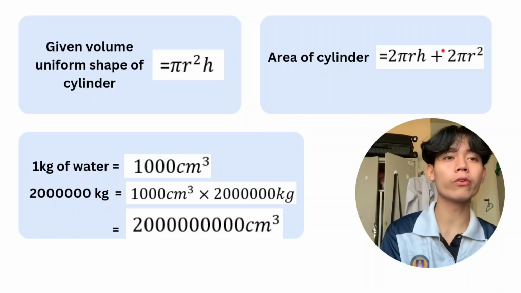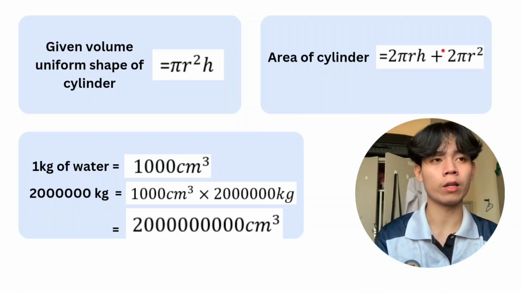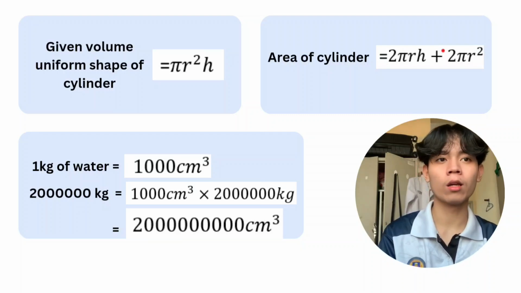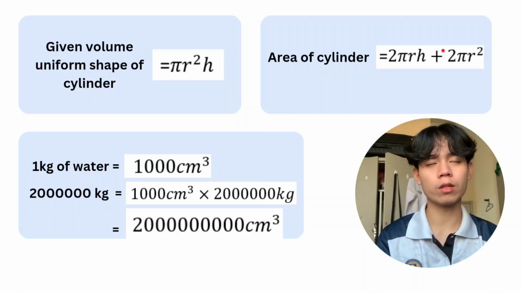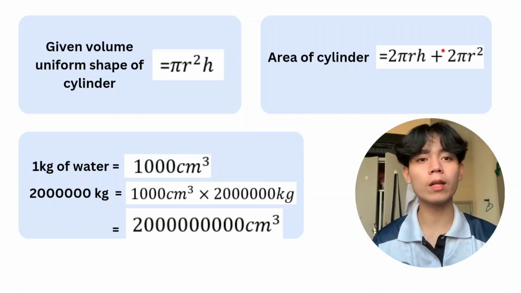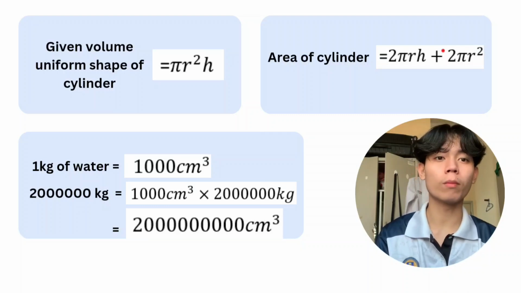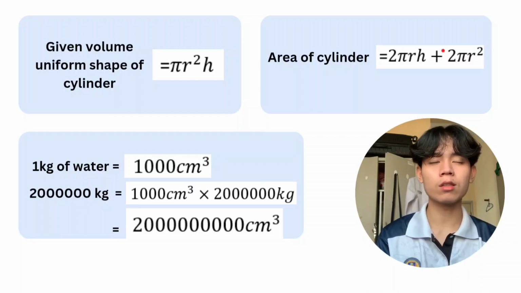Given the volume of a cylinder, which is pi r square h, and the area of a cylinder, which equals 2 pi r h plus 2 pi r square. And as we know, 1 kg of water is equal to 1000 centimeter cube. If we need 2 million kilograms of water, we multiply by 2 million, so the value we get is 2 billion centimeter cube.